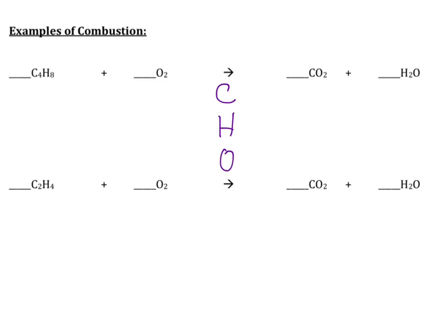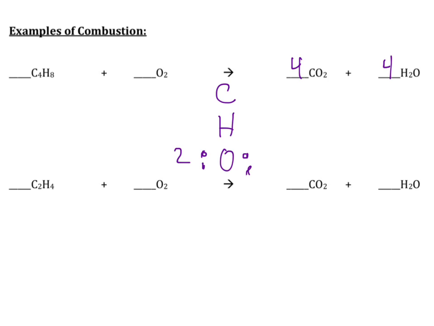So if you take a look, there's 4 carbons here. There's 1 carbon there. So we multiply this by 4. There's 8 hydrogens here. There's 2 hydrogens there. So we multiply this by 4. Because again, there's 2 hydrogens. There's 8. 4 times 2 is 8. How many oxygens are on the left? Well, I'll go ahead and tell you. If you take a look there, there's 2 oxygens on the left.